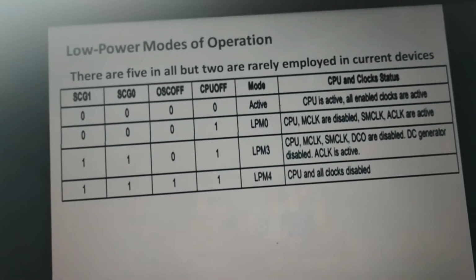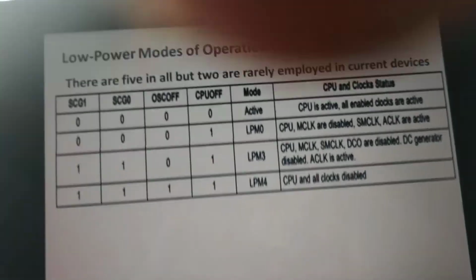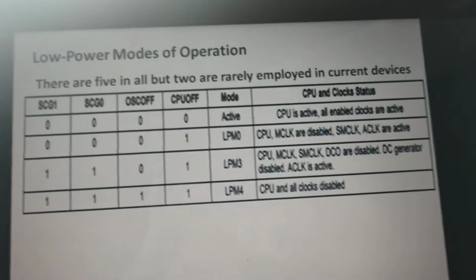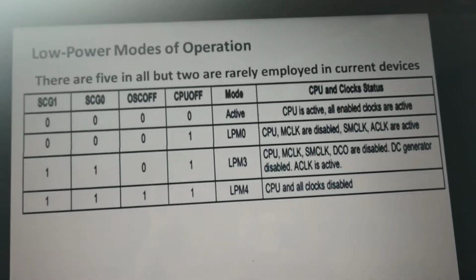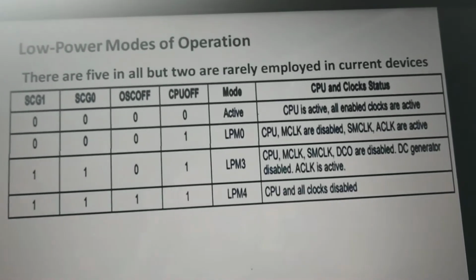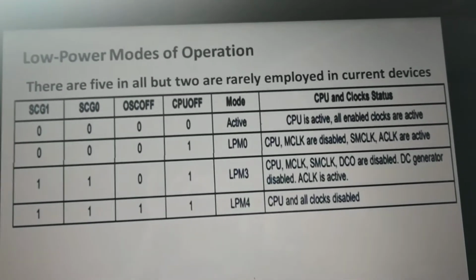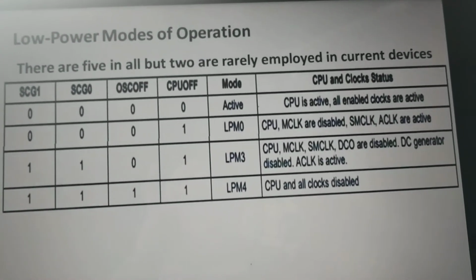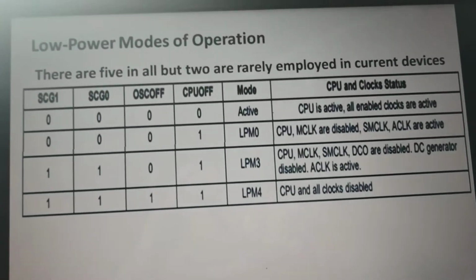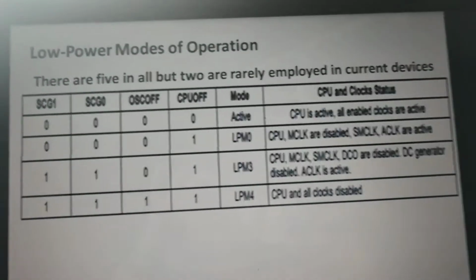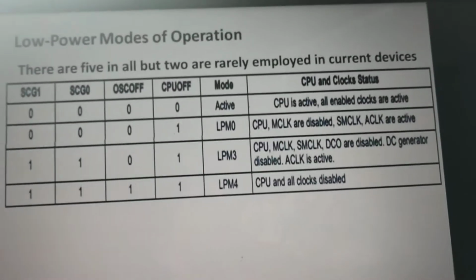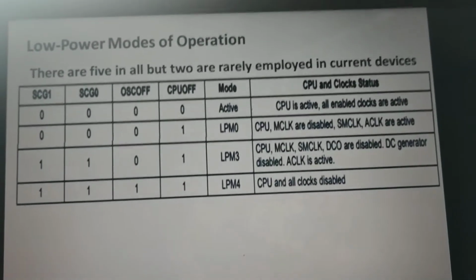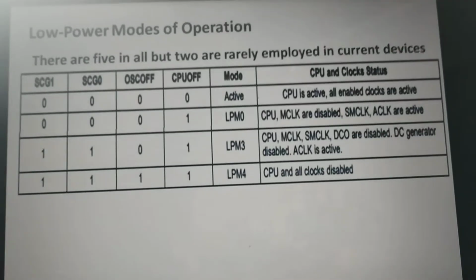Now why we are especially talking about the DC generator is LPM2, though we are not discussing it here. LPM2 has the DCO disabled but the DC generator enabled. It might not make sense. If the DCO is disabled, why do you require the DC generator there? See, the thing is that if the DC generator is enabled, coming back to active mode will be faster. You only have to enable the DCO. So that is the case in LPM2. But in LPM3, SMCLK and MCLK are disabled. So DCO is disabled and the DC generator is also disabled.